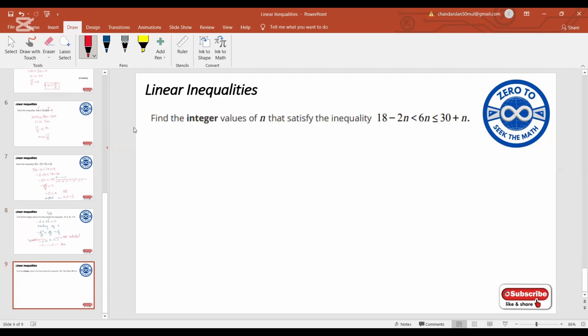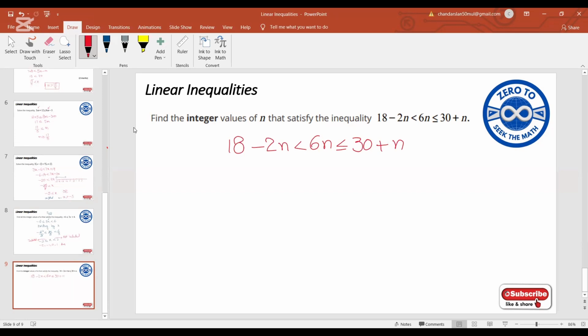So the next question is, again, just kind of the same question which we have done in the previous slide. So that is 18 minus 2n. It's a bit of a different kind of question. So 18 minus 2n is less than 6n is less than or equal to 30 plus n.